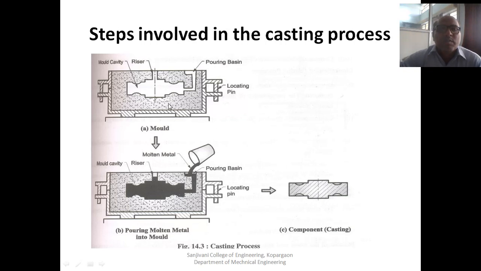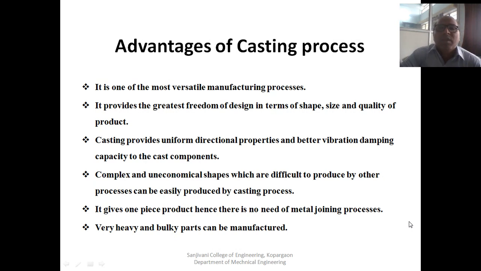The steps are: formation of the mold with the help of the pattern, the pattern will be removed from the sand, then the mold cavity, pouring the molten metal, and solidification. These are the steps. What are the advantages of the casting process?